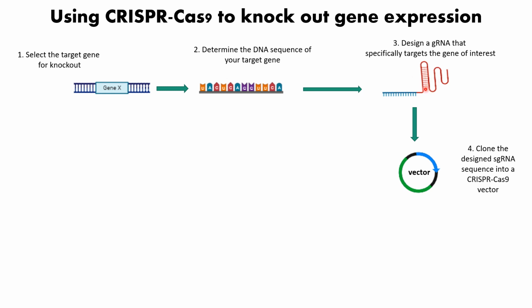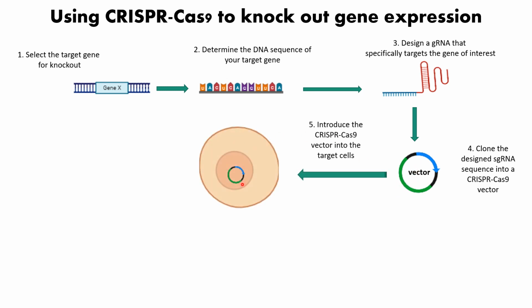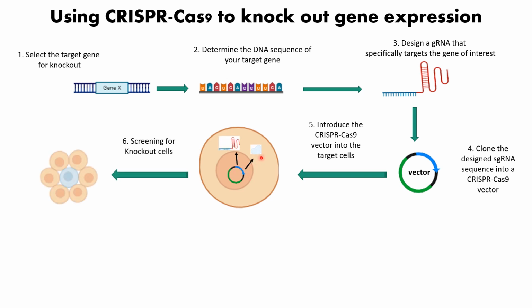send it to you. Then once you get your guide RNAs, you will clone them into a vector. These vectors usually already have, or need to have, a Cas9 protein expressing gene in them. So once this vector is introduced into your cell of interest, this cell will start producing Cas9 and the guide RNA. And then the whole process starts again.